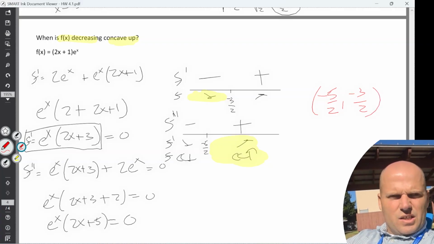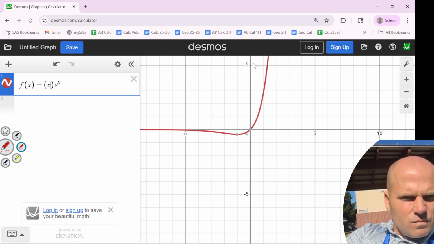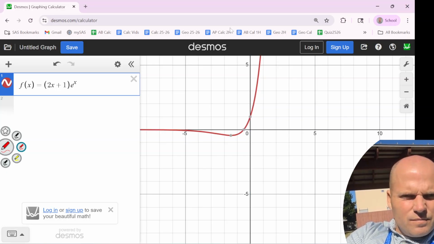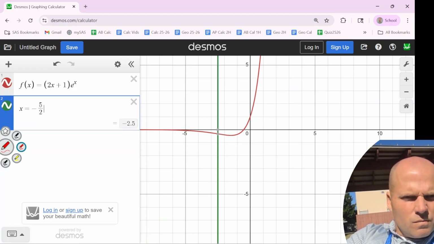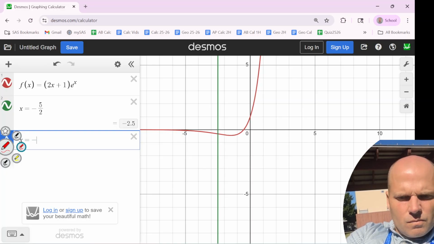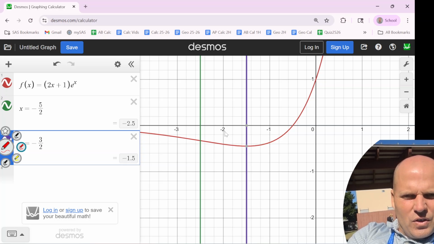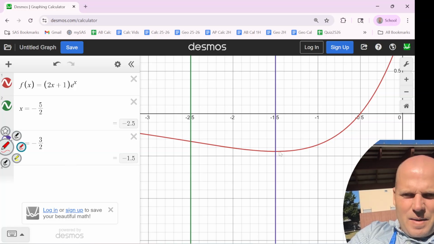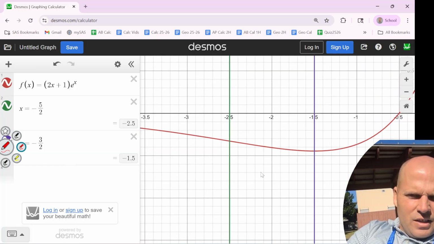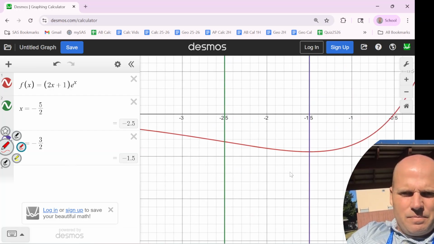And I want to see it. Here is an interval where you are actually decreasing, but you're concave up. It's just phenomenal. We're decreasing concave down, boom, point of inflection. We're decreasing concave up. It's just great.